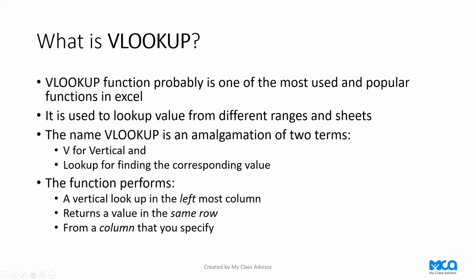So, starting off with, what is Vlookup? As mentioned before, it's probably one of the most used and popular functions in Excel. It is used to look up value from different ranges and sheets. The name Vlookup is an amalgamation of two terms, V for vertical and lookup for finding the corresponding value. If we break down this function, the function actually performs a vertical lookup for the leftmost column, returns a value in the same row from a column that you specify.